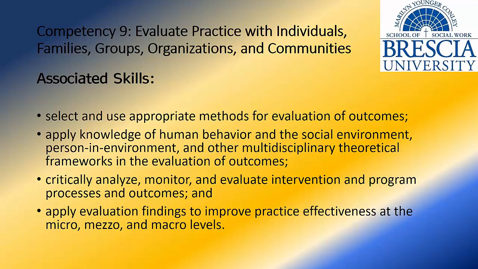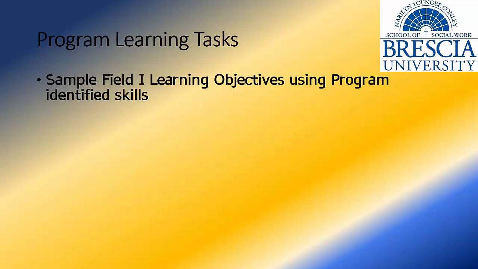Competency 9 is evaluating practice with individuals, families, groups, organizations, and communities. The associated skills include selecting and using appropriate methods for evaluation of outcomes, applying knowledge of human behavior and the social environment, person and environment, and other multidisciplinary theoretical frameworks in the evaluation of outcomes, critically analyzing, monitoring, and evaluating intervention and program processes and outcomes, and applying evaluation findings to improve practice effectiveness at the micro, meso, and macro levels.